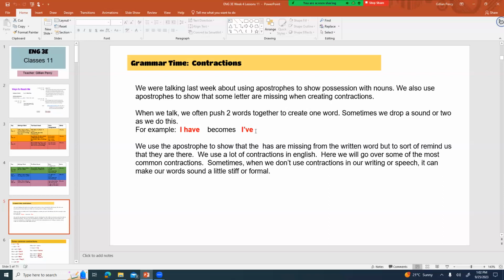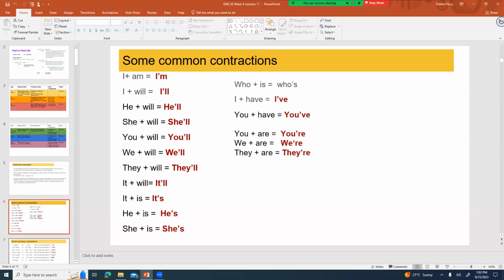We use a lot of contractions in English. Here, we're going to go over some of the most common ones. Sometimes if you don't use contractions in your writing or speech, it can make your words sound a little bit stiff or a little bit formal. So here is to start.